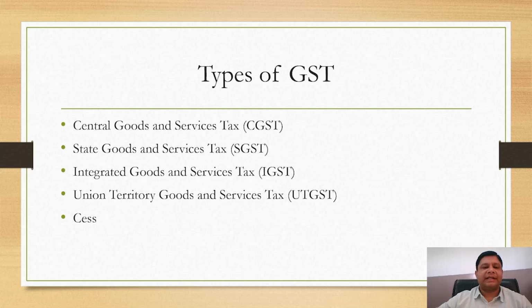Now, second type, SGST, State Goods and Services Tax. SGST is the component of GST collected by the state government on the intrastate supply of goods and services. It is governed by the respective State Goods and Services Tax Act enacted by each state. The revenue generated from SGST goes to the state government where the supply of goods or services takes place.